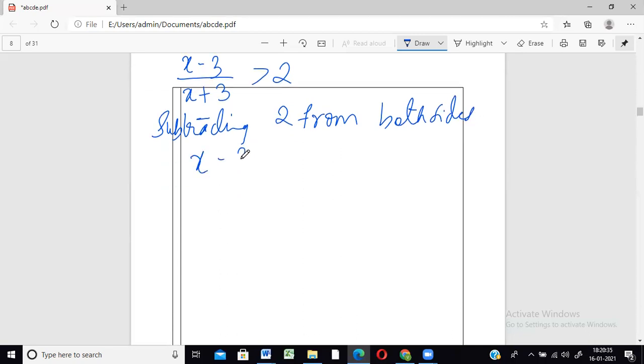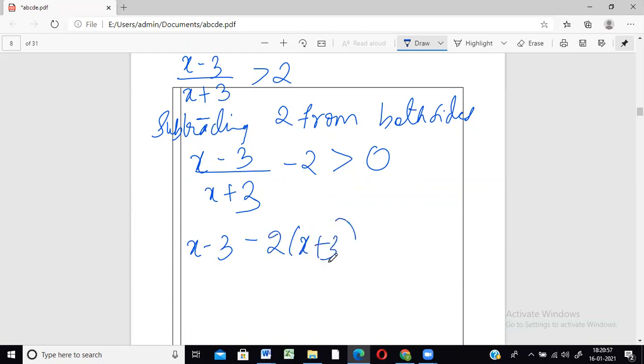Then (x minus 3) upon (x plus 3) minus 2 is greater than 0. Okay. So this much you have got. But now we can cross multiply and then simplify. So now it's like normal simplification. This is 3, correct? Yes, this is 3. Okay. x minus 3 minus 2 times (x plus 3). So I'm just cross multiplying. This is x plus 3 and this is greater than 0.